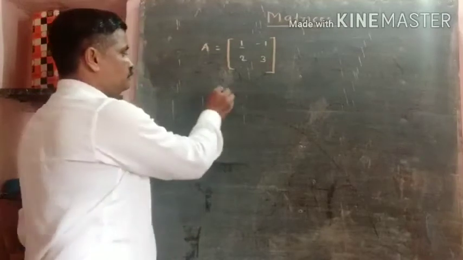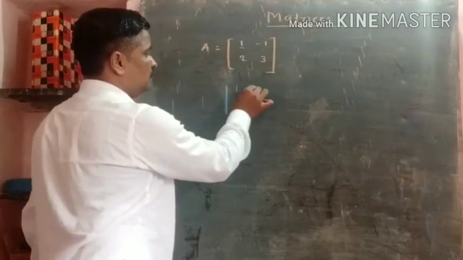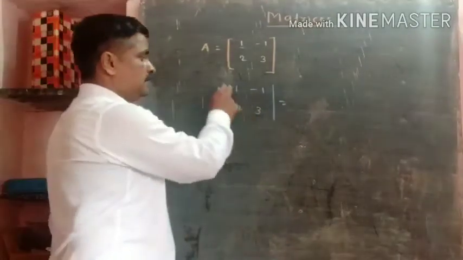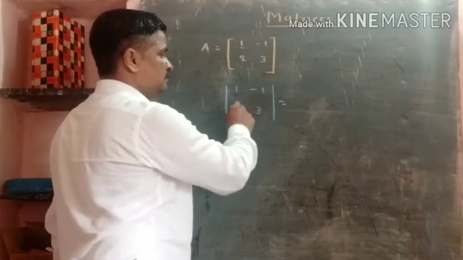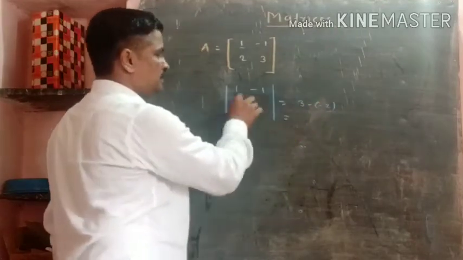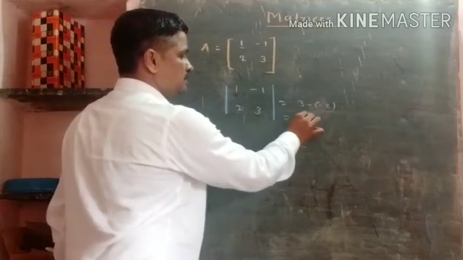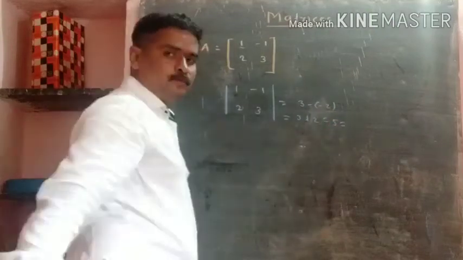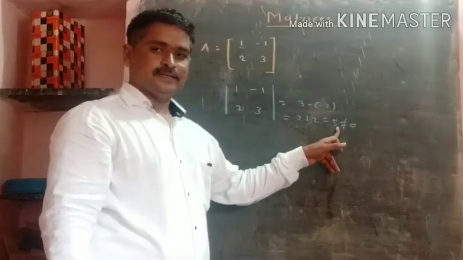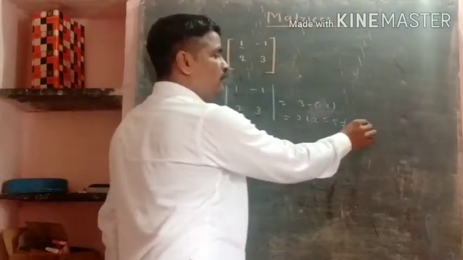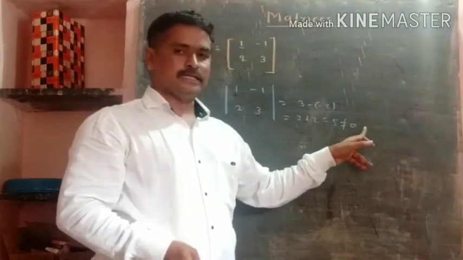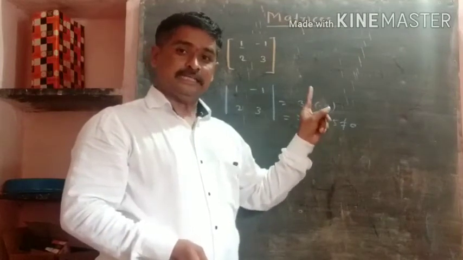So consider the determinant with rows 1, minus 1 and 2, 3. Solve this: 3 times 1 is 3, minus 2 into minus 1, that is minus of minus 2, so 3 plus 2, that is equal to 5, and 5 is not equal to 0. Therefore it is an invertible matrix. It is known as an invertible matrix. If it is not equal to 0, that means A inverse exists.